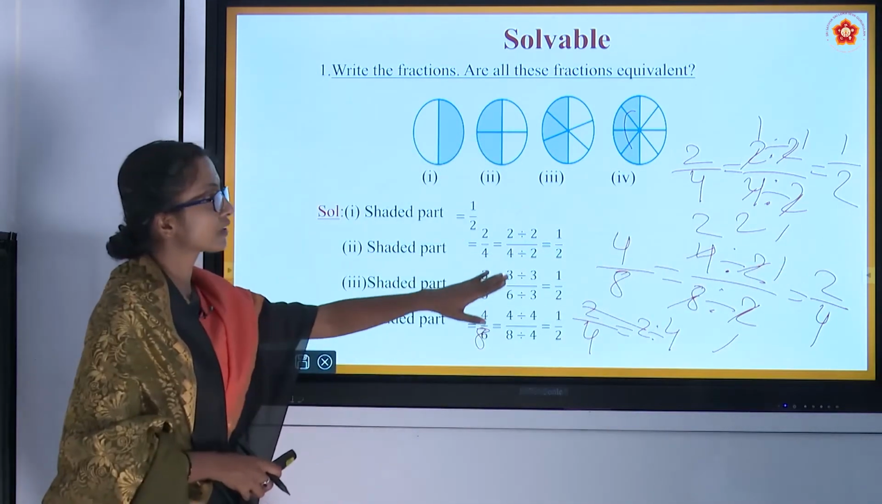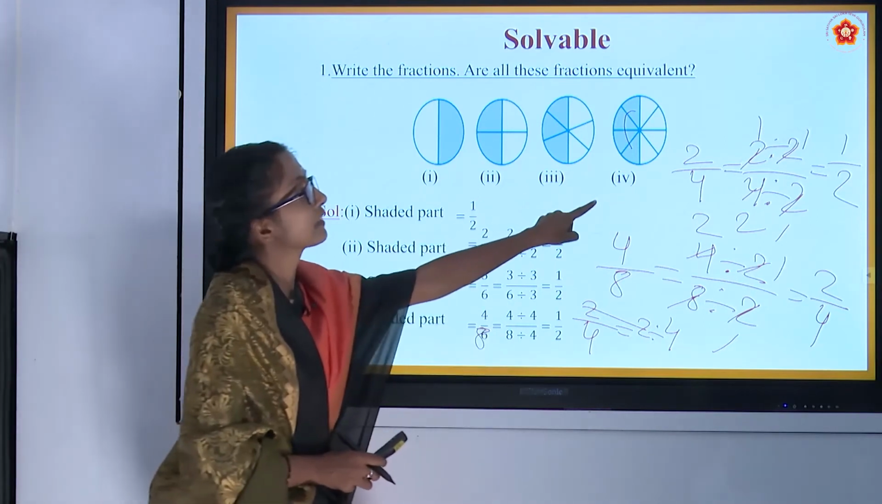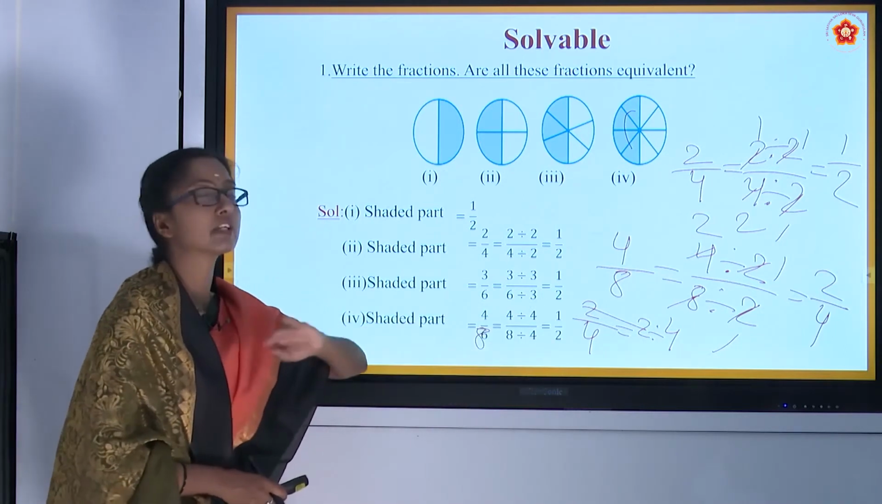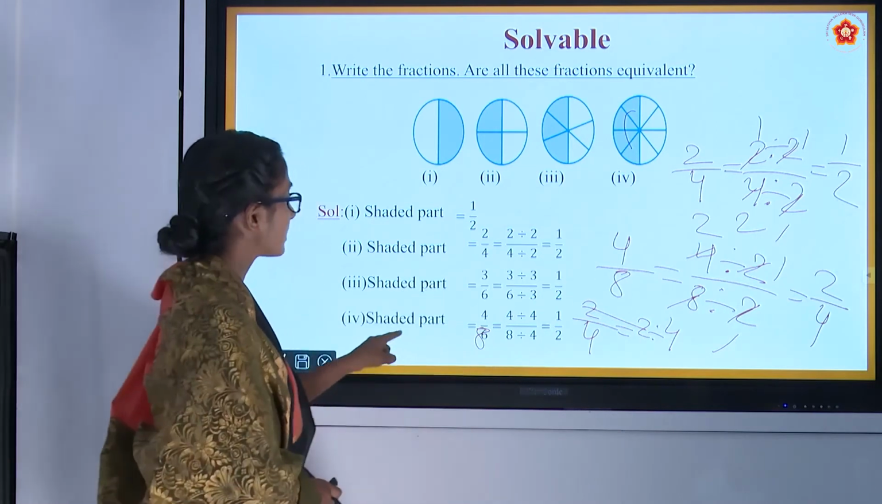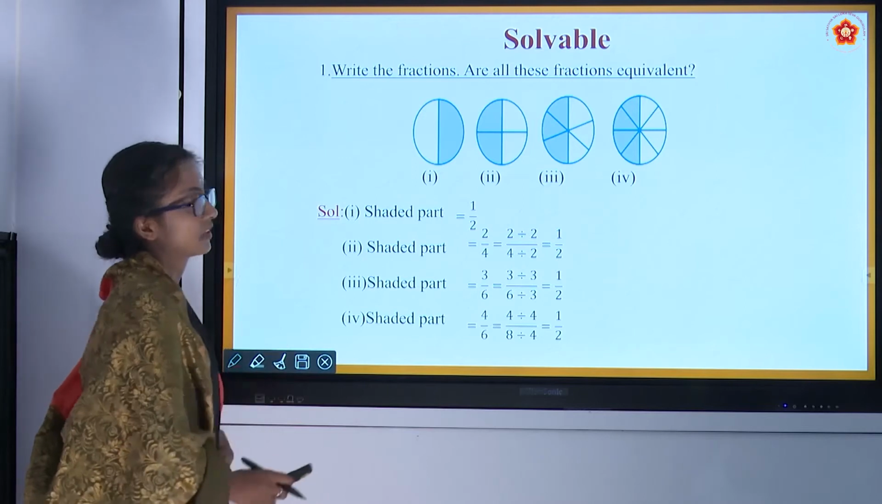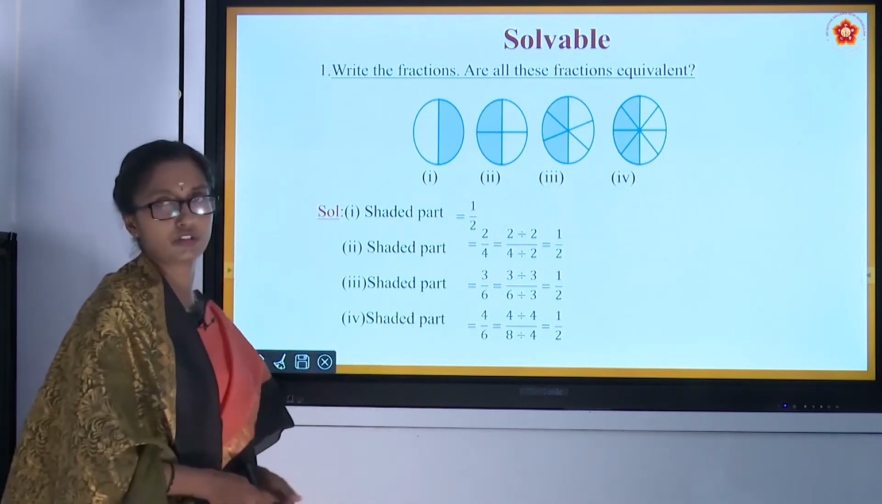Now we came to know that they are equivalent fractions because they come in the same table. Both numerator and denominator will get cancelled in the same table. So it can be considered as an equivalent fraction. This is the method of how we check whether they are equivalent fractions or not.